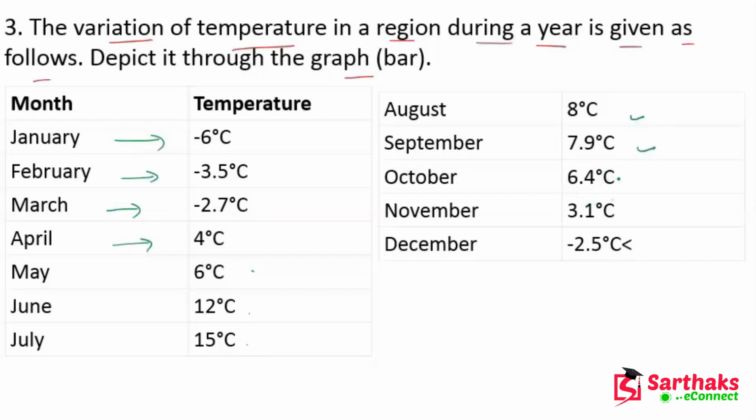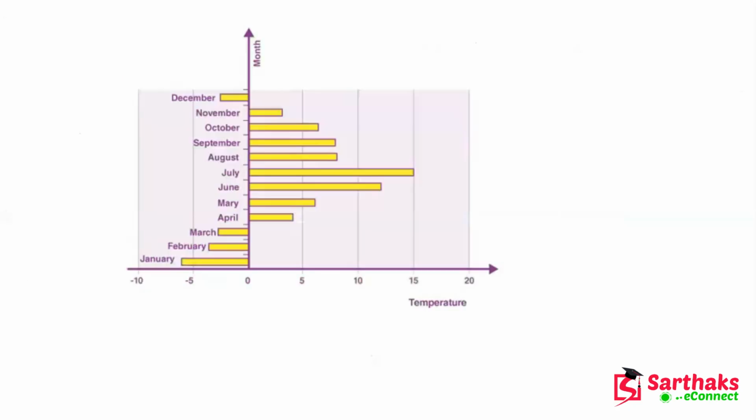Here is 6.4 degrees in the month of October, in November it is 3.1 degrees centigrade, and in December it is minus 2.5 degrees centigrade. These are the variation of temperature in a region during a year. Now let's make the graph. This is the graph of the variation of the temperature.